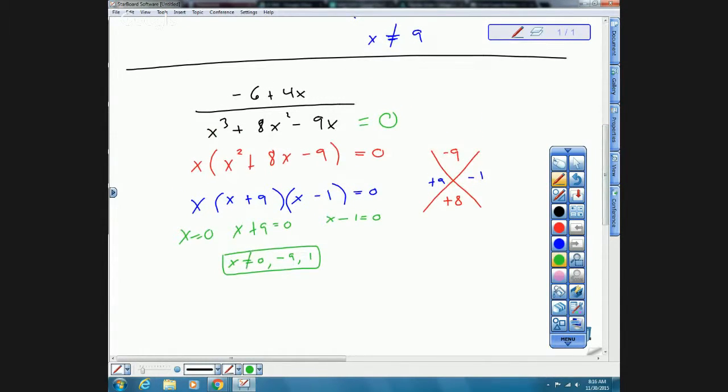So again, that's the 3 numbers that x cannot be. If I plug those in, this would add up to be 0 on the bottom. So x could be any other number besides 0, -9, or 1.